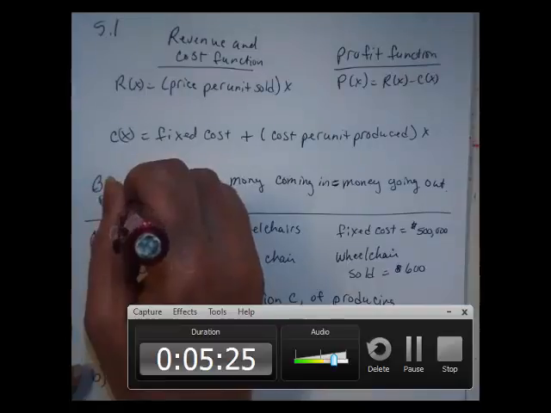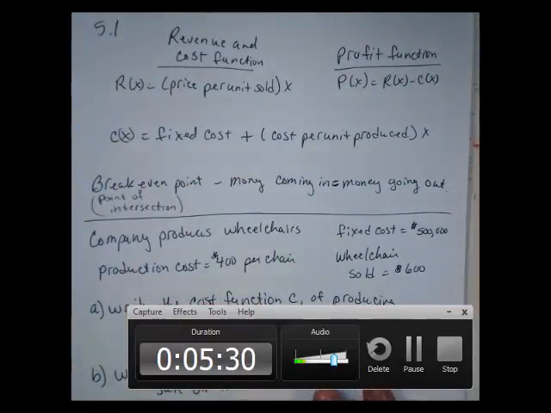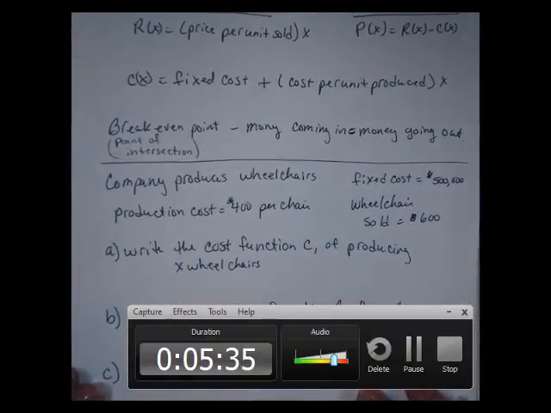The point of intersection. Okay? That's why it's called a break-even point. All right. So this is our problem here.